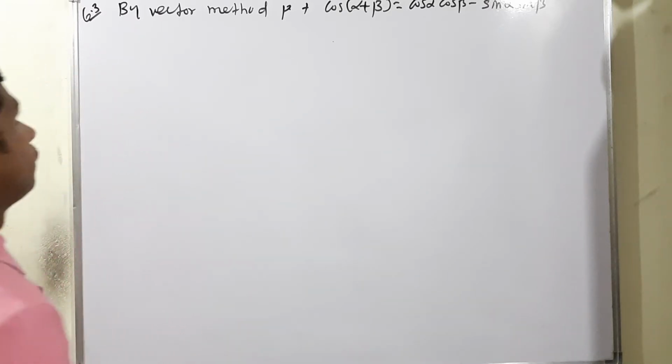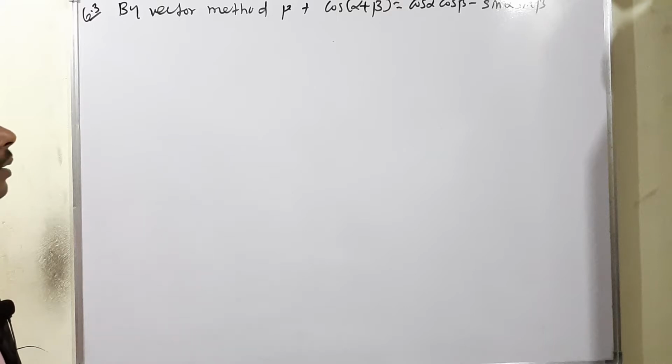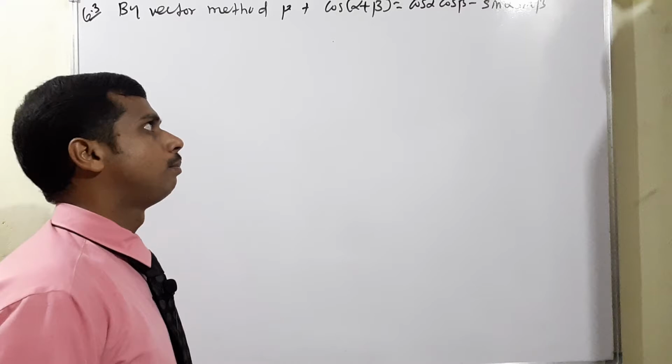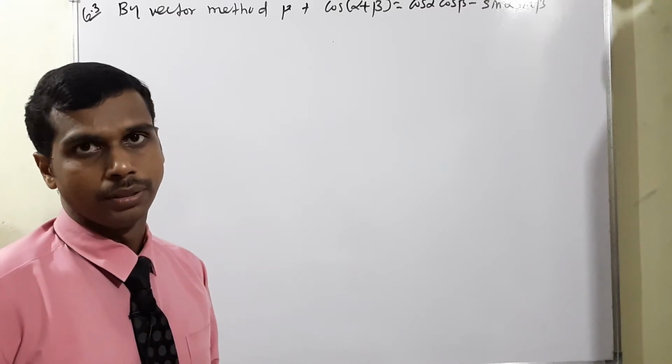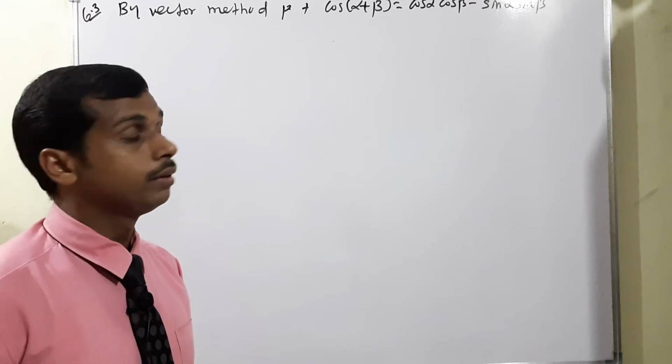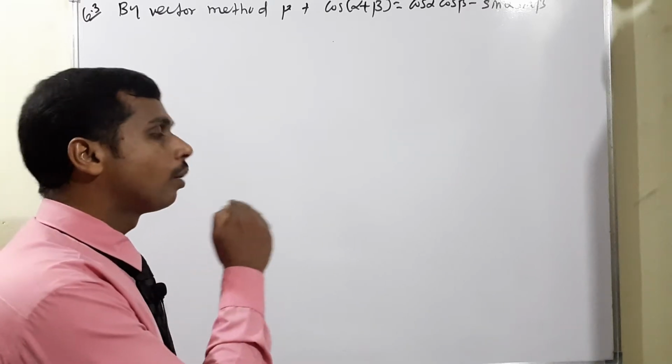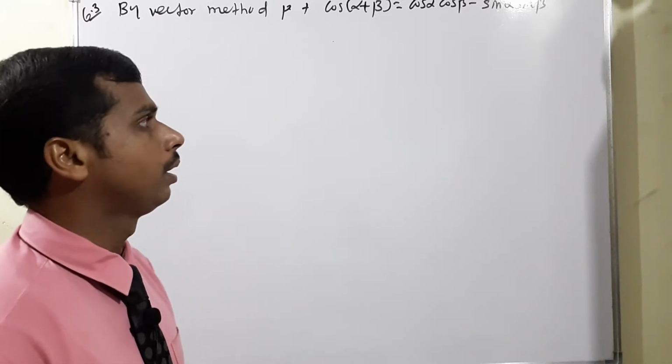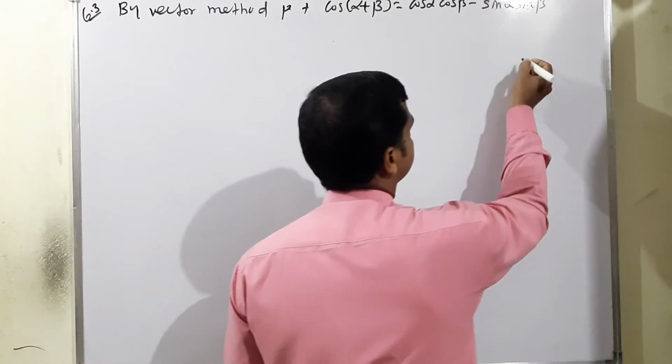Question: by vector method prove that cos of alpha plus beta is equal to cos alpha cos beta minus sin alpha sin beta. This is one of the trigonometric portions, isn't it? Last year already you have studied it very well in trigonometry. This we have to prove with the vector method. Okay, so I will prove it with the circle.